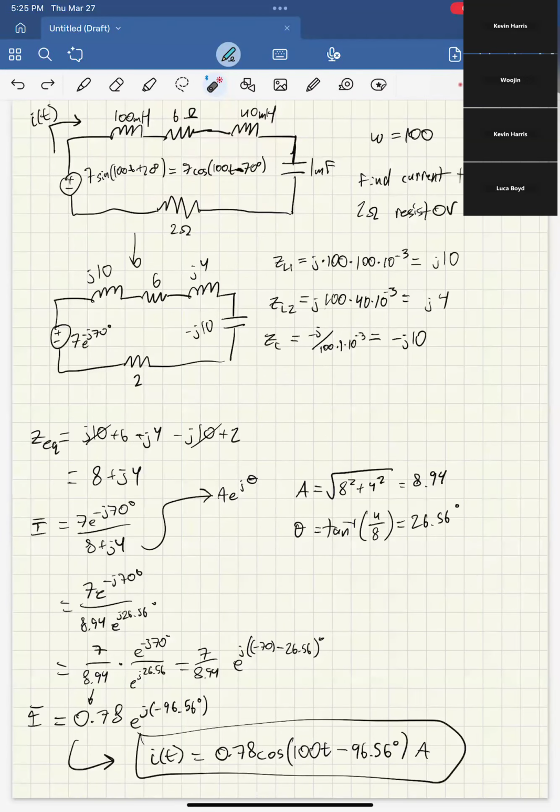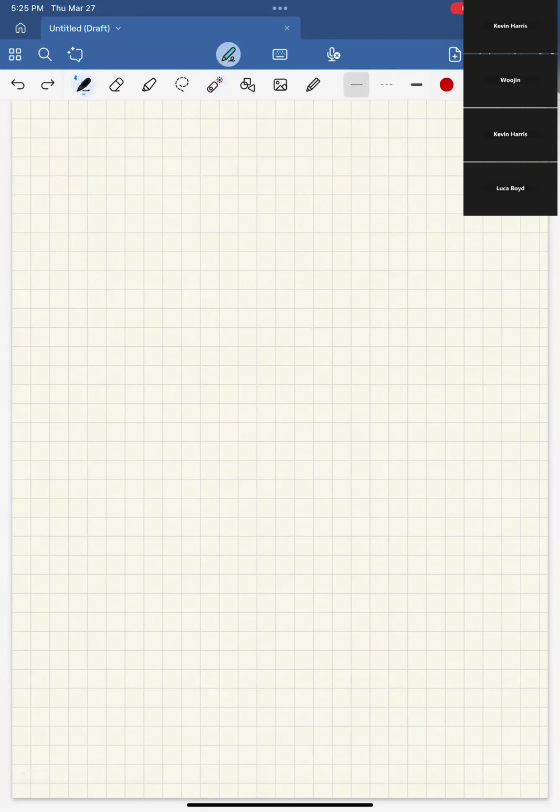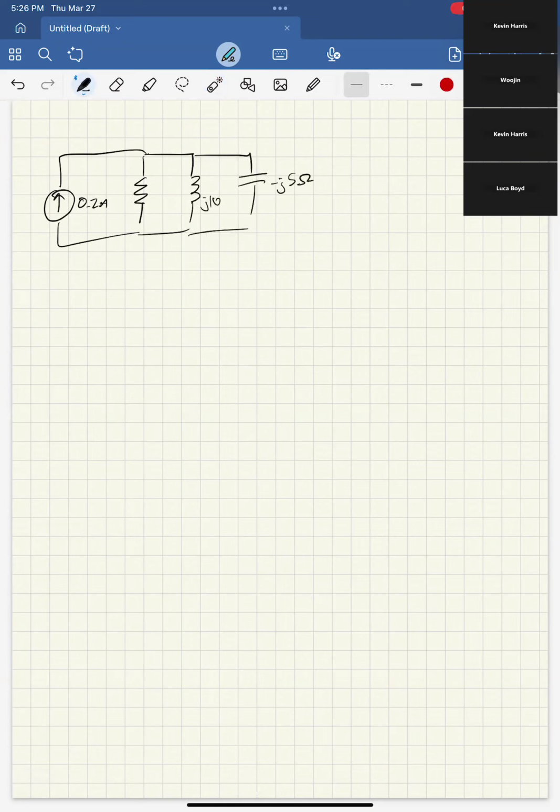Look at that one a bit more if you want. I still have time, so I will do some more questions. Okay, this one has already been converted for you, and it says to find the voltage across the inductor.